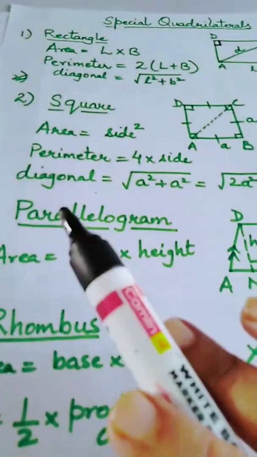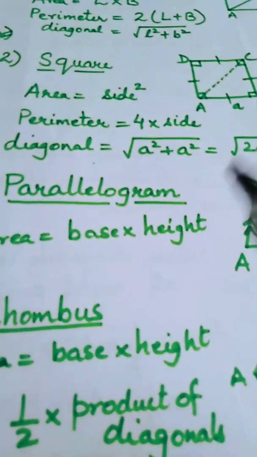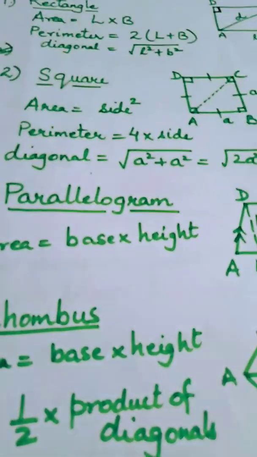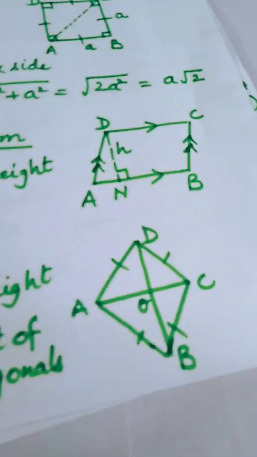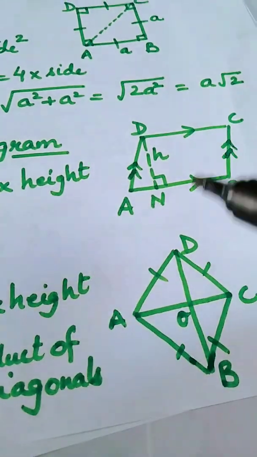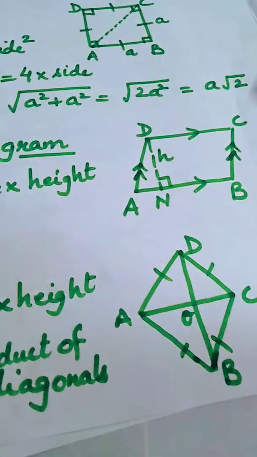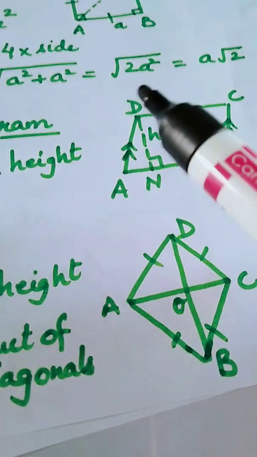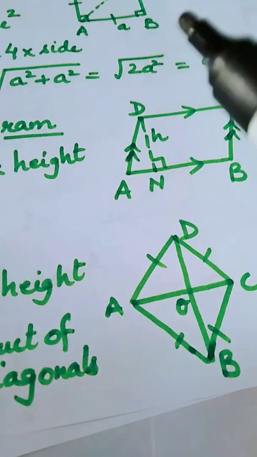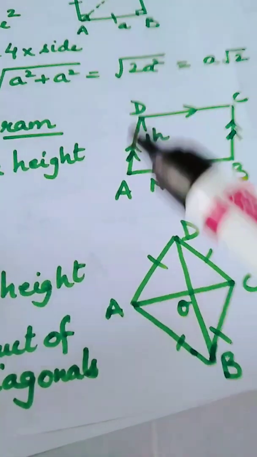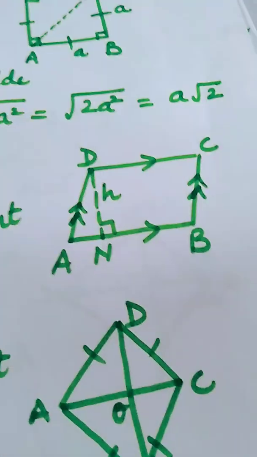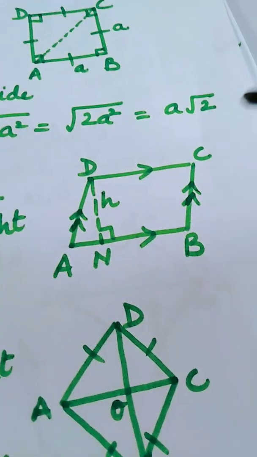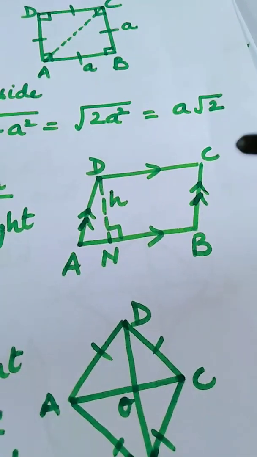Next is the parallelogram. I hope you have studied parallelograms in class 8 also. What are the properties of a parallelogram? Its opposite sides are parallel as well as equal. That means AB is parallel to DC and AD is parallel to BC. AB is equal to DC and BC is equal to AD. But it is not a square. Opposite sides are parallel and equal in a square, and in a rectangle also.